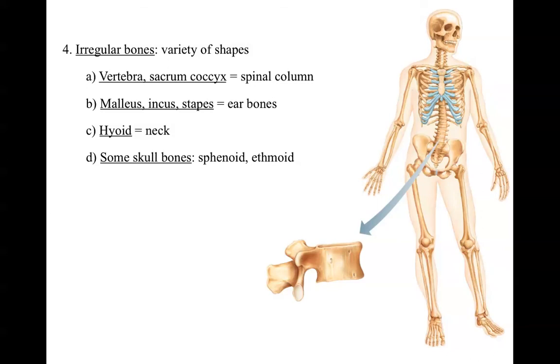And then we have irregular bones. What are irregular bones? Well, what's pulled out here is a lumbar vertebra. It is an irregular bone. So your vertebrae, your sacrum, your coccyx, all part of your vertebral column. Your middle ear bones, malleus, incus, and stapes, teeny tiny bones. The hyoid bone in your neck. And then some of your skull bones are irregular. They don't fit the other classifications of bones.